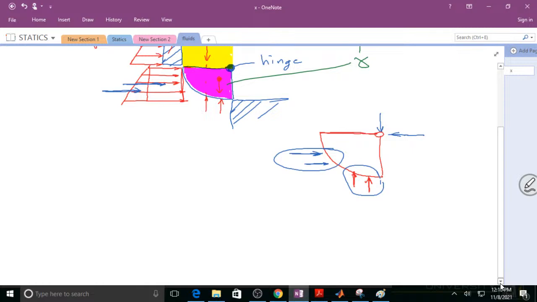You could sum the moments about this hinge point, and the moments have to be zero because it's not moving. What you find out is that there isn't an applied moment, that these do cancel out. And the reason they do, and this is why there's curved gates on all these bridges.